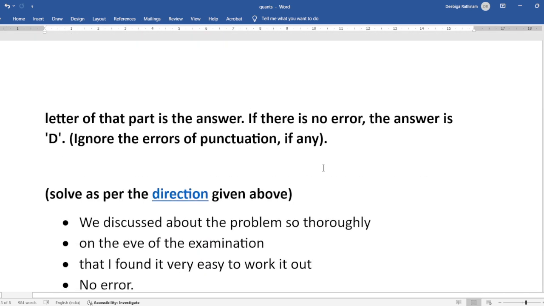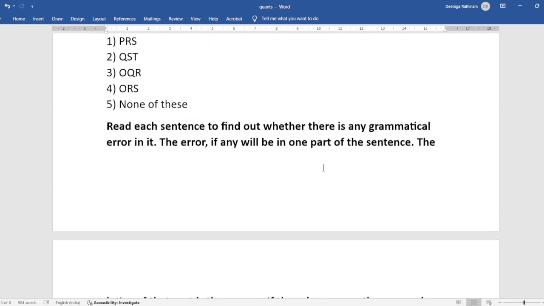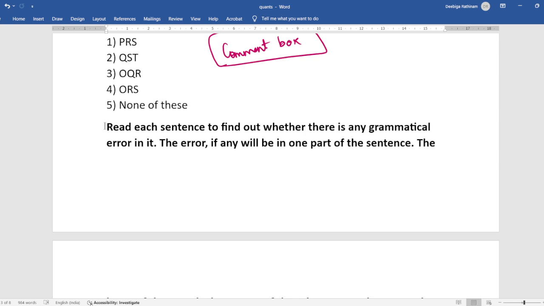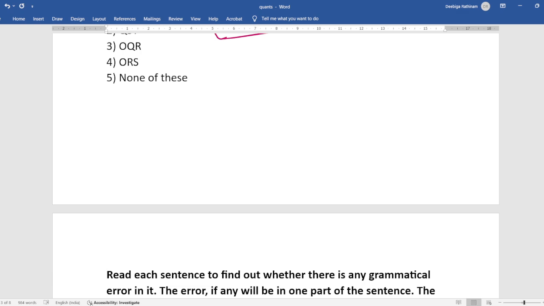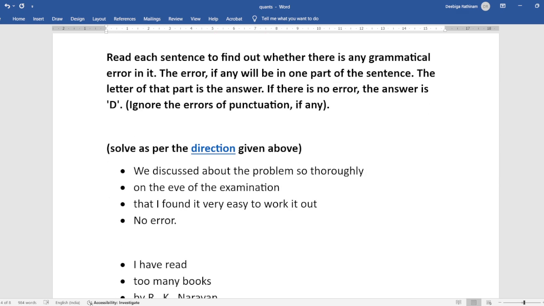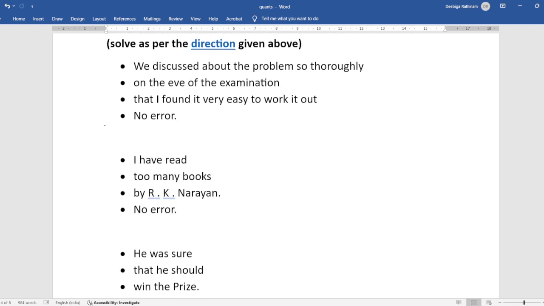Okay, so I've got some verbal questions also. So please read all the questions that they've given here properly. What they're asking is, we'll have to read each sentence and find out if there is any grammatical error. The error, if there is an error, will be in any part of the sentence. If there is no error, we can just choose no error. You should not include the punctuation in this. Always ignore the errors of punctuation. Okay, now let's get into this.